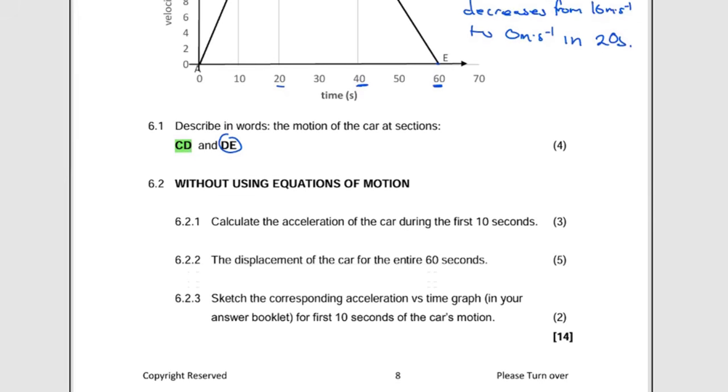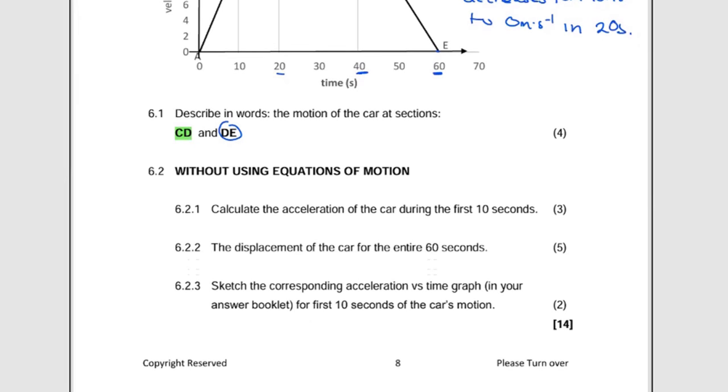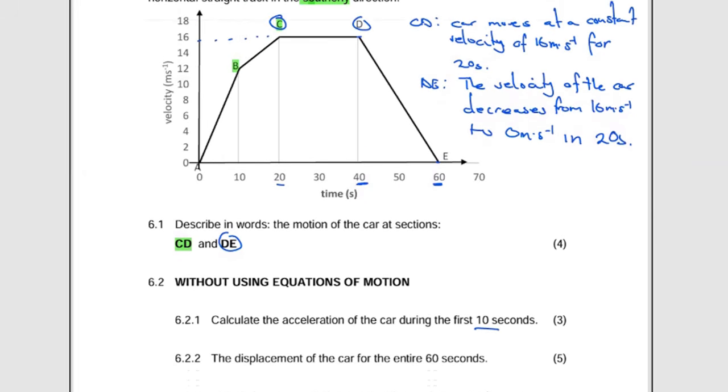So then to proceed to question 6.2.1, it reads, without using equations of motion, calculate the acceleration of the car during the first 10 seconds, right? So we're looking for the first 10 seconds, which is this part there. Remember, if we're calculating our acceleration, your acceleration is equivalent to delta V over delta T. Remember, it's defined as the rate of change of velocity. Therefore, this is the same as Vf minus Vi all over change in time, right?